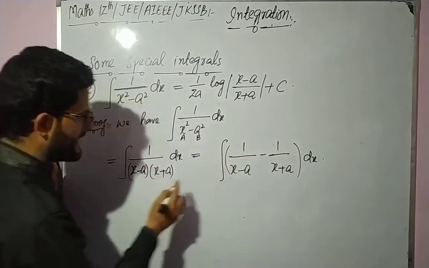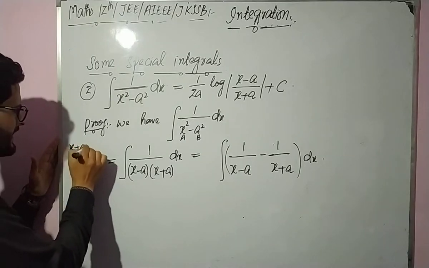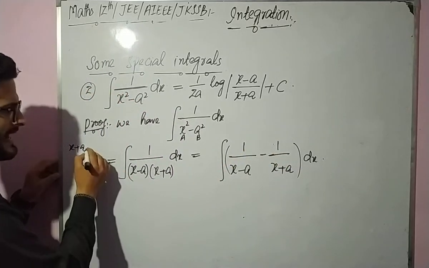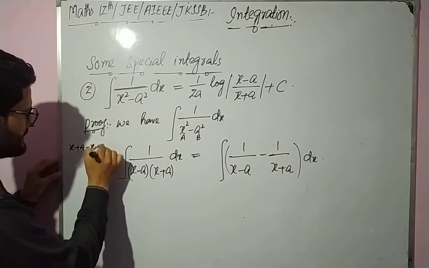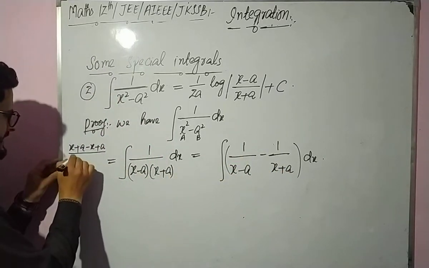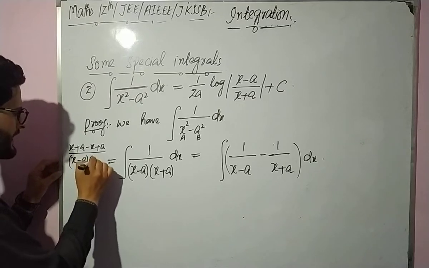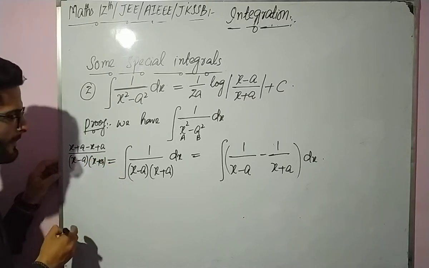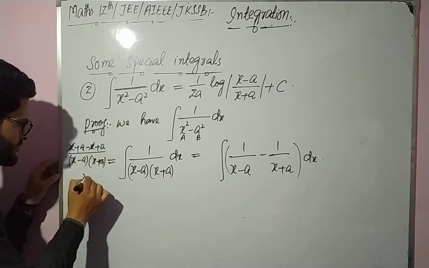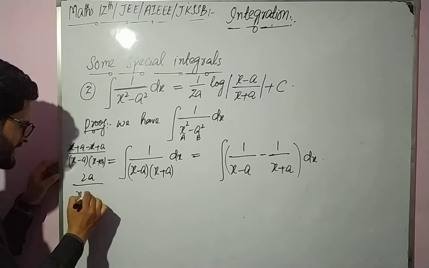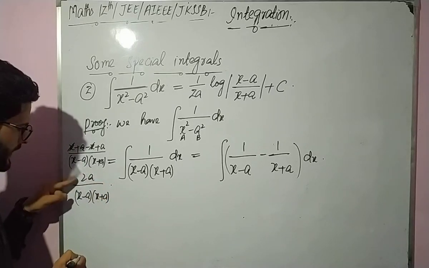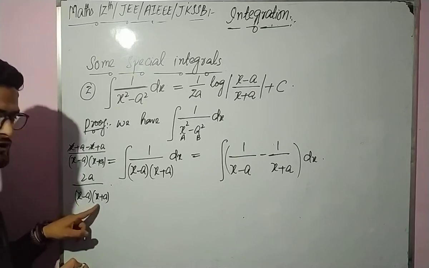x plus a, and that is x plus a, right? Minus x minus a, and that is minus x plus a, divided by (x minus a) into (x plus a). Is that clear? Now here minus x plus x cancel होगा. a plus a is 2a divided by (x minus a) into (x plus a), right? 2a divided by (x minus a) into (x plus a).